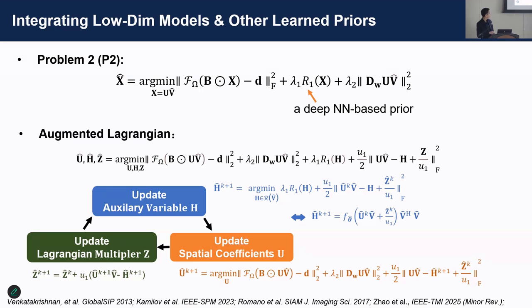And then the blue block is a little bit interesting, because updating this auxiliary variable is basically equivalent to applying the pre-trained denoiser. We actually apply a low-dimensional subspace projection here to improve not just the performance, but also the convergence, as shown in the next slide.